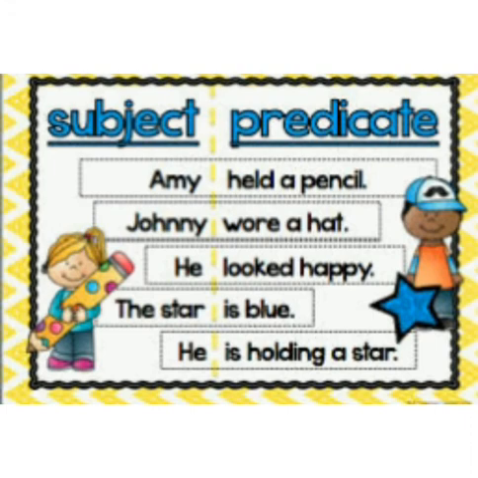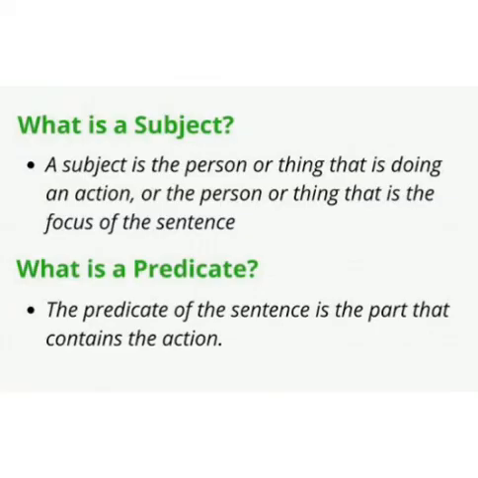Again, revise it. What is a subject? A subject is the person or thing that is doing an action, or the person or thing that is the focus of the sentence. As I have given you so many examples, like the busy bee, that is the focus of the sentence. It is the subject. Now what is a predicate? The predicate of a sentence is the part that contains the action. Now what is the action in that sentence? The busy bee flew around the flowers. So the action is that it flew around the flowers.